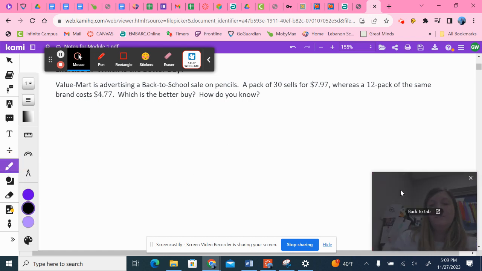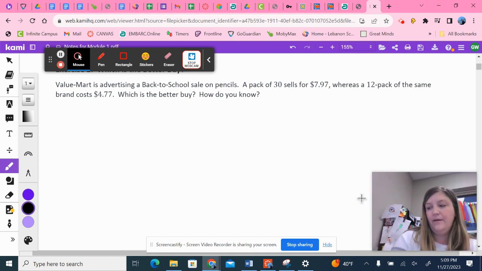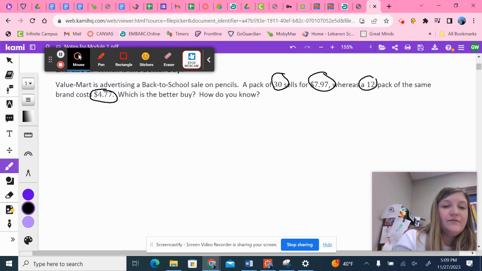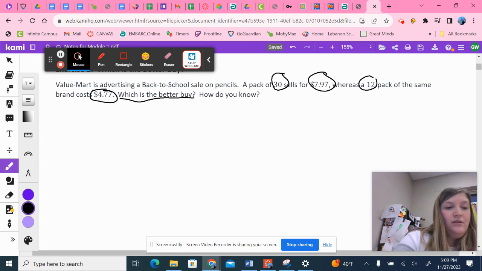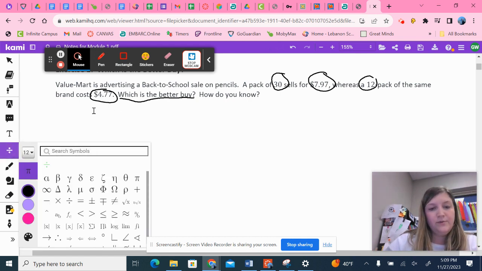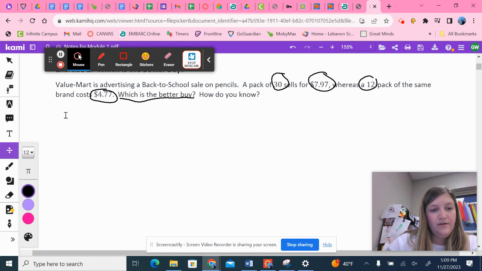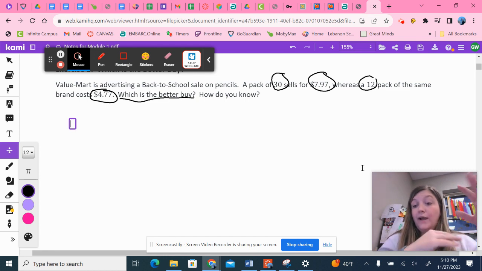So first thing I'm going to do is circle my numbers. So I've got 30, $7.97, 12, and $4.77. Now, what is it asking me to do? It's asking me to find out which is the better buy. So what it wants me to know is what is the price per pencil for each of these things. So let's start with the first one. We've got 30 pencils is $7.97. So if we want to know the price per pencil, we're going to put the pencils in the denominator.